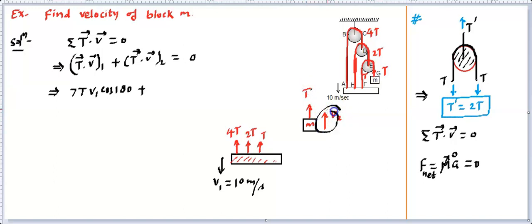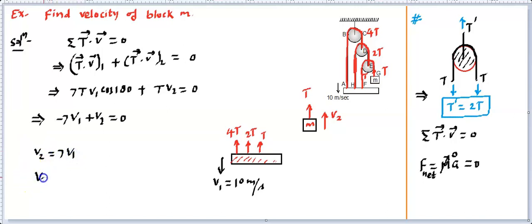For the second, T is alone and V2 is in the same direction we have assumed, so it becomes T V2 equal to 0. Now again T is a constant common factor, and that can be divided from both sides. So that becomes minus 7V1 plus V2 equal to 0. We are interested in V2, so V2 came out to be 7 times V1. So V2 is going to be 7 into 10, that becomes 70 meter per second. Since it came out to be positive, that means the direction that we have opted is correct. So block M will be moving in the upward direction with velocity 70 meter per second.